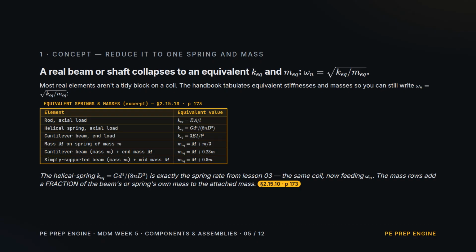Concept 4. Reducing a real element. A cantilever, a rod, a loaded beam. None look like a block on a coil, but the handbook tabulates their equivalent stiffness and equivalent mass, so you can still write the natural frequency as the square root of K equivalent over M equivalent. Notice the helical spring stiffness here is the very spring rate from Lesson 3, the same coil now driving a vibration. And the mass rows add a fraction of the beam's or spring's own weight to the mass it carries.